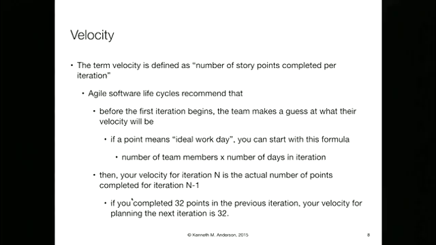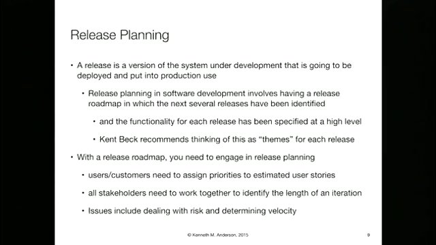And remember, in Agile, what completed means is you deployed it. You finished it, and you put it into the working system, you deployed it, you showed it to the customer, and they can use it if they want. So complete means complete in the Agile lifecycle. So then if you completed 32 points in the previous iteration, your velocity for the next one is 32.